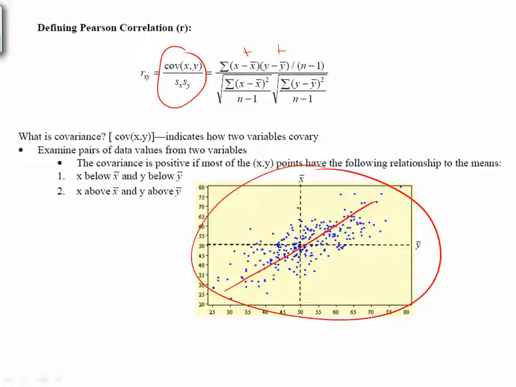If x, for example, let's say this number right here is less than its mean, y is also less than its mean. So this is the difference between x and the mean. This is the difference between y and the mean. We would see that the relationship here would be a negative times a negative, which is also a positive. So this would mean that there is a positive correlation.